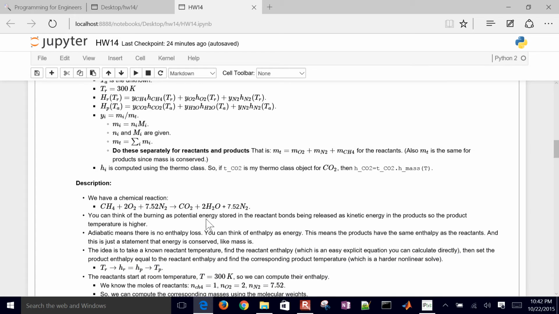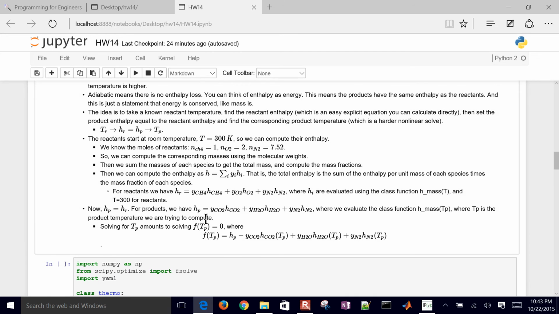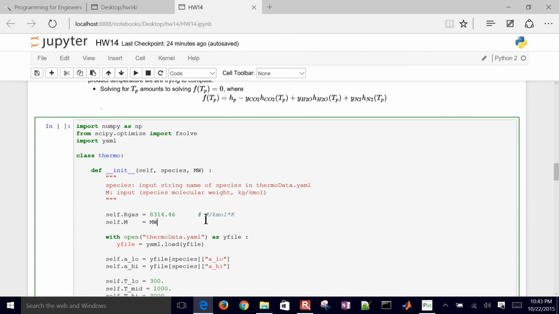Okay, you can go through these details. It talks about how to compute an adiabatic flame temperature, which isn't necessarily the focus of this class, although we do want to give these Python optimization or equation solving problems in the context of chemical engineering. So you can go ahead and read through that if you want a little bit more background on the adiabatic flame temperature. But let's just jump down here.